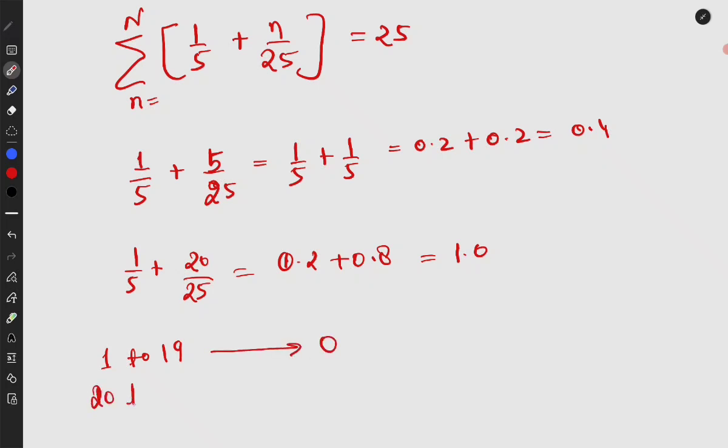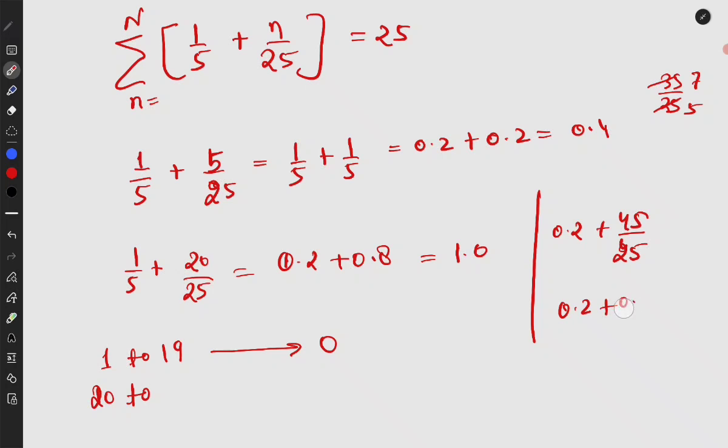From 20, now let's say till when will this 1 remain, we need to see that. So it should take a multiple of 5. So 0.2, I'll take 35. 35 by 25 how much will it be? It will be 1.4. Now I need a bigger number. If I take 40 it will be 8 by 5 which is 1.6. Now for 1.8 I will have to take 45 by 25. This will give us 0.2 and 1.8. This will give us 2.